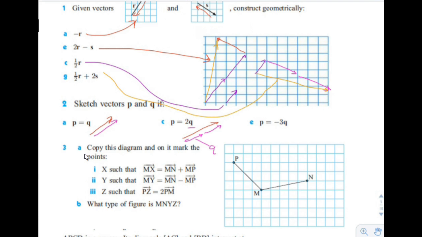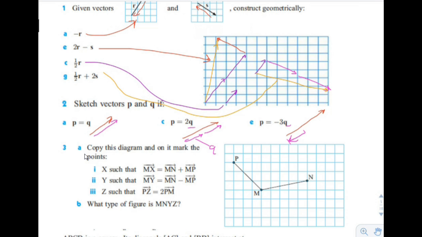P is equal to negative 3q. So let's say p is equal to that, and then q would be like 1/3 of that. If I multiplied q by negative 3, it would be 3 times as long, as long as red, and in the opposite direction. I made it a little bit too long, I think. It should be like a third of the length.